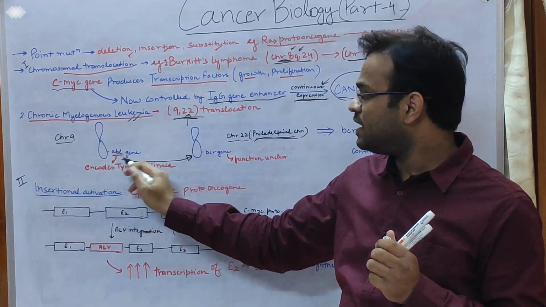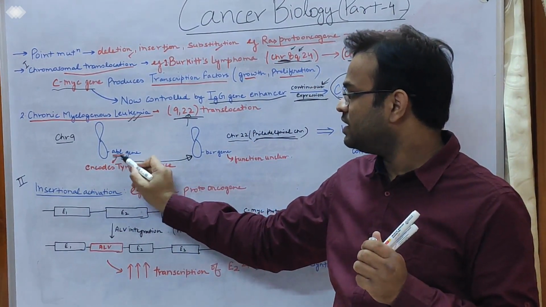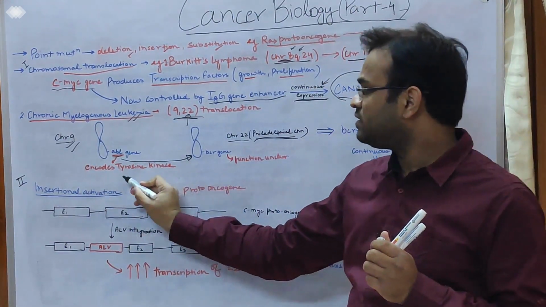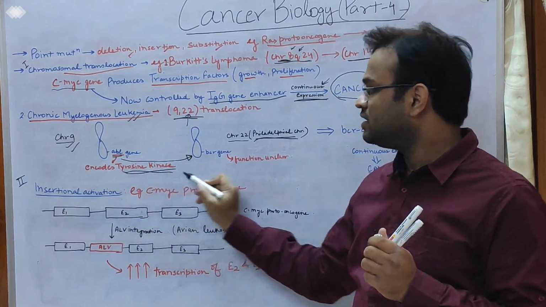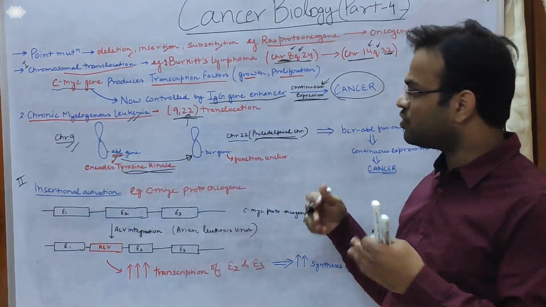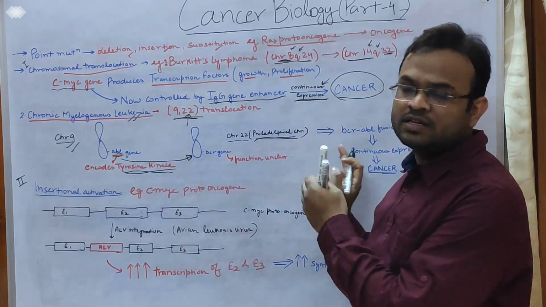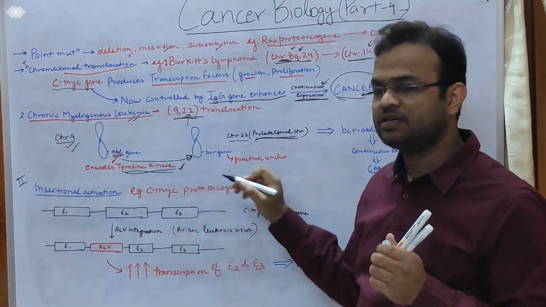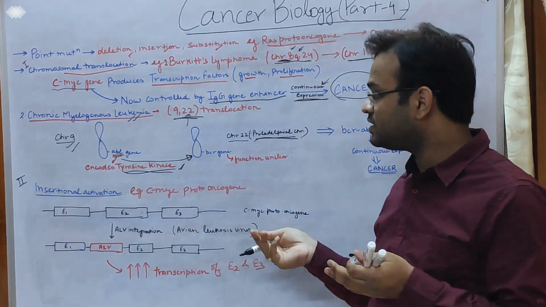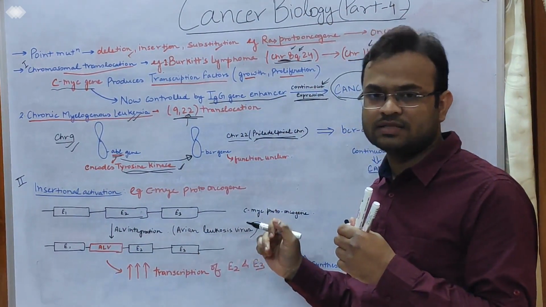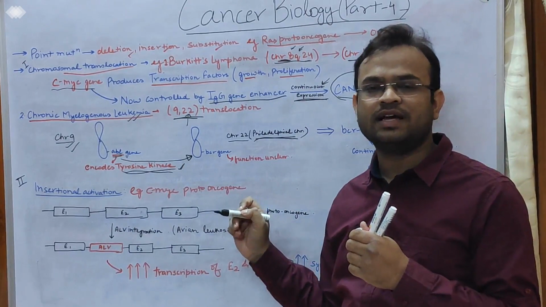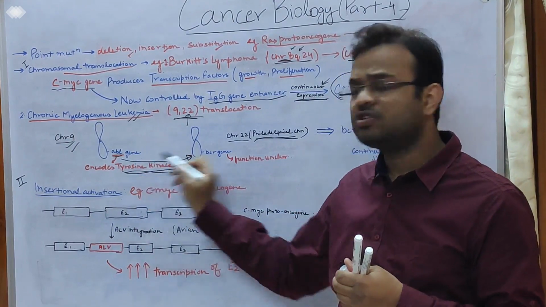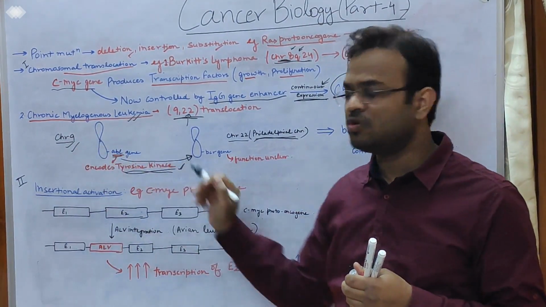What happens is an ABL gene is present on chromosome number 9. The function of the ABL gene is the production of tyrosine kinase. We have already read in the previous lecture that the genes responsible for the production of tyrosine kinase are also proto-oncogenes, because tyrosine kinase plays an important role in cell proliferation. So this ABL gene encodes tyrosine kinase, and it is present on chromosome number 9.